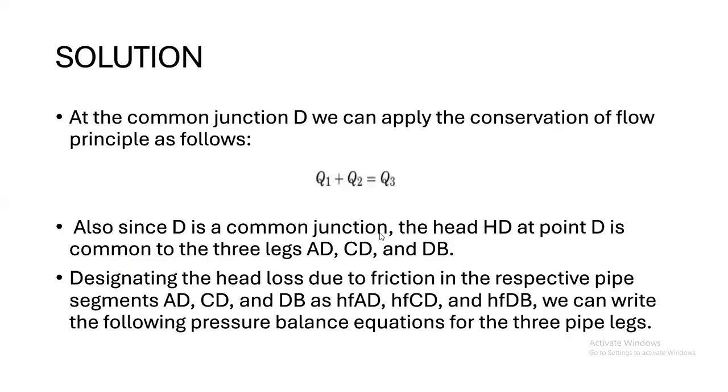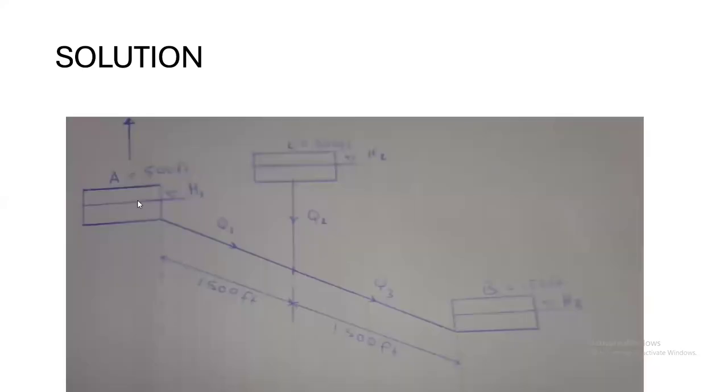Also, since D is a common junction, the head HD at point D is common to the three legs AD, CD, and DB. Whatever pressure remains here, there will be some pressure loss along the pipe, but once it reaches the junction, because it's the same point, it will have the same head. It's the same height from a certain elevation, and the gauge pressure here is the same. If I put a gauge there, I get the same pressure. I hope that makes sense.